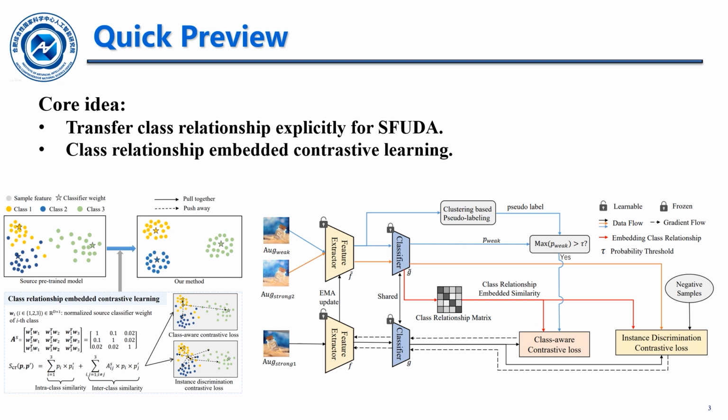We first regard the classifier weights of the source model as class prototypes to compute class relationship, and then propose a novel probability-based similarity by embedding the source domain class relationship. Finally, we propose to embed the proposed similarity into contrastive learning in a unified form. Here both class-aware and instance discrimination contrastive losses are employed.